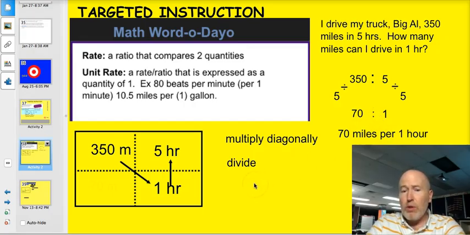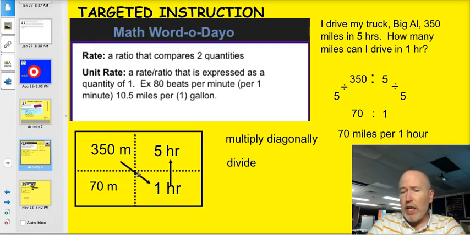And there's nothing wrong with doing it that way. I personally like the box. Pop the numbers in, 350 miles to 5 hours. We want to know what the answer is, how many miles to 1 hour. We put it in, we multiply diagonally, 350 times 1. Then we divide by 5, and we've got 70 miles.